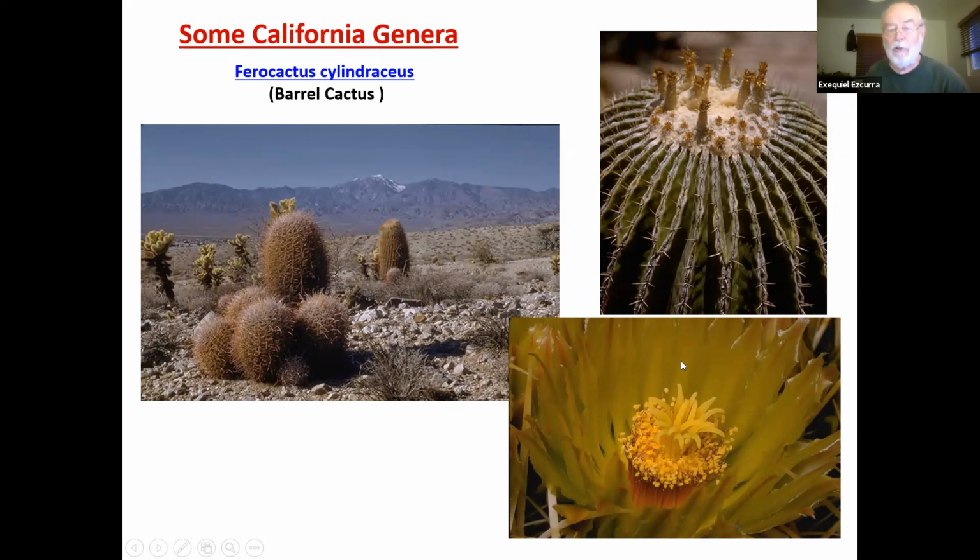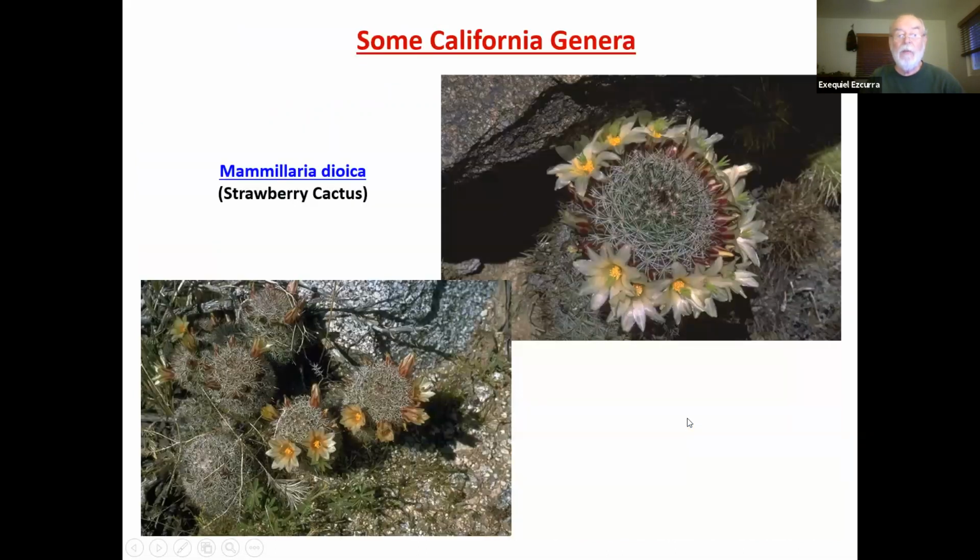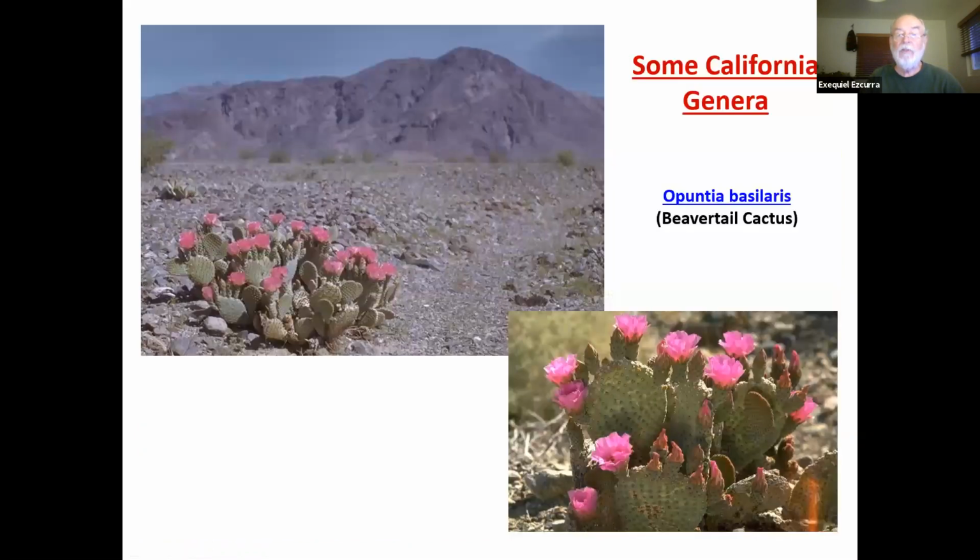Always the same flower structure. Many petals. In the barrel cactus, the petals are relatively thin. A dense whorl of anthers. And then you can see the many carpels, the many styles that mark the presence of a multitude of carpels. Mammillaria dioica, the strawberry cactus, or the pincushion cactus, very common in our desert mountains.